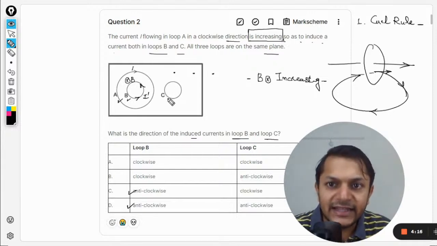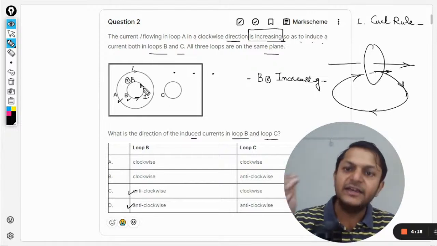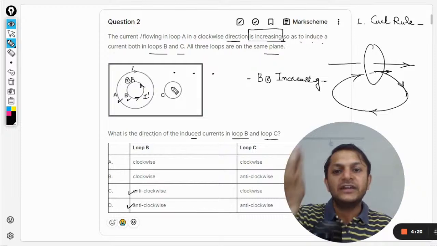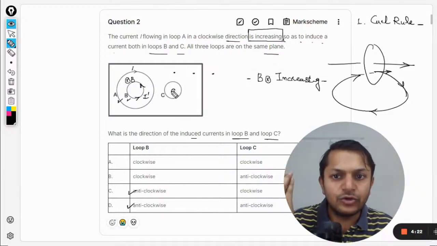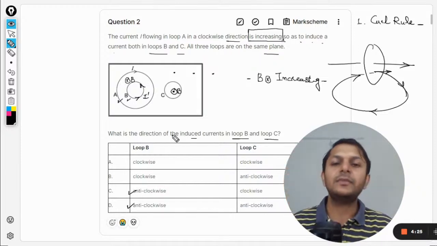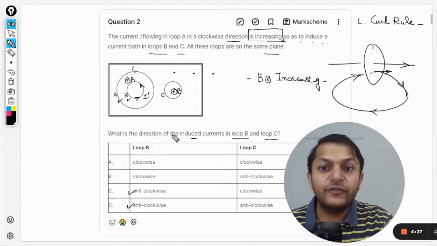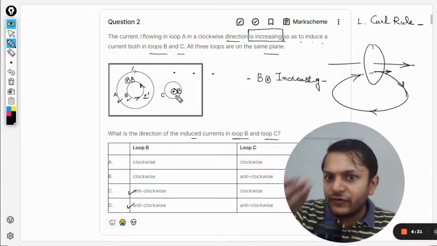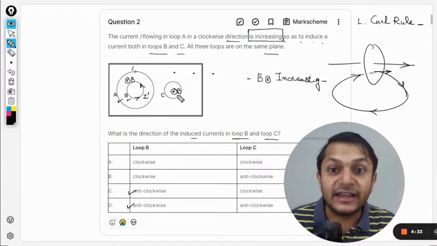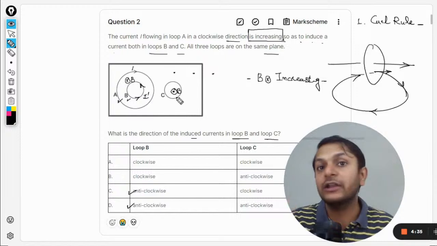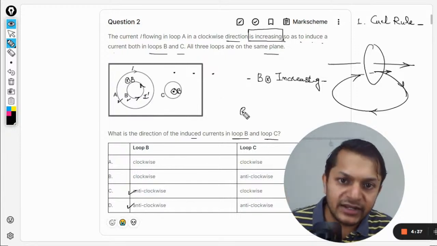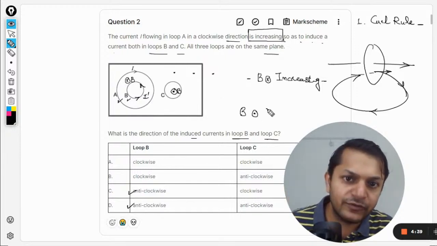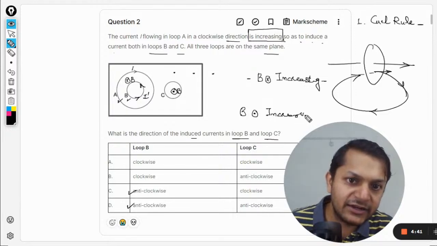So accordingly, in the direction of C, we can say that the magnetic field is actually coming out of the page. Be very careful. From the point of view of the loop C, the magnetic field is coming out of the page. So if it is coming out of the page and it is increasing, now C will say, I will not let it increase. So I'm writing it here. The magnetic field is out of the page and it is increasing.